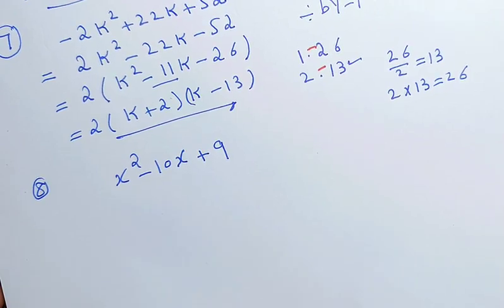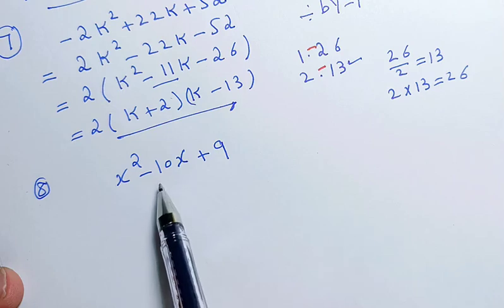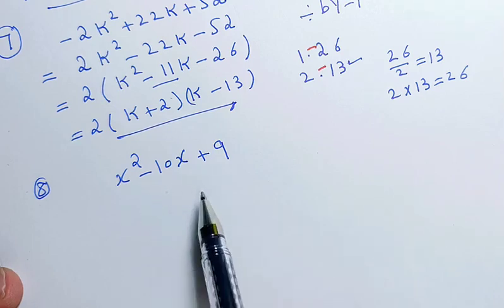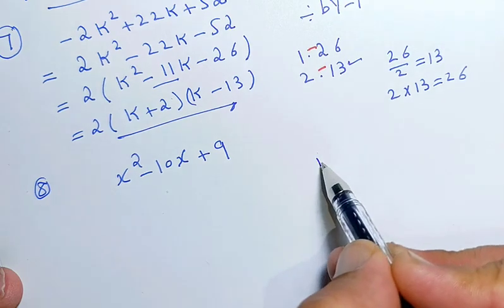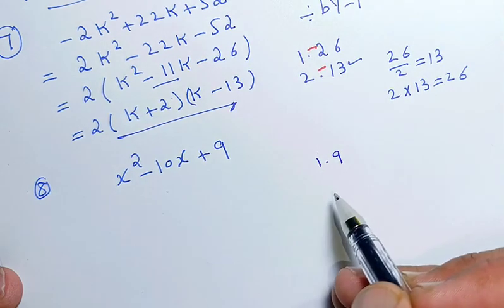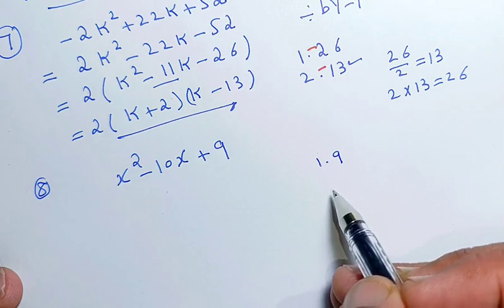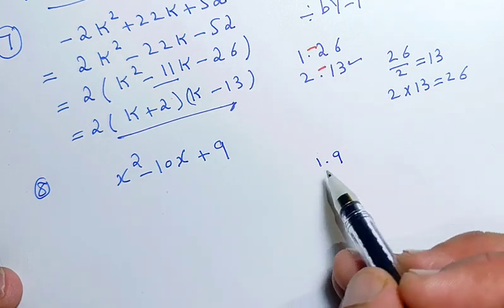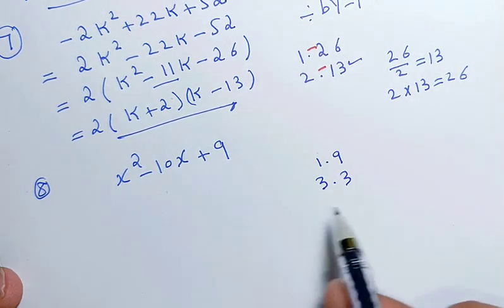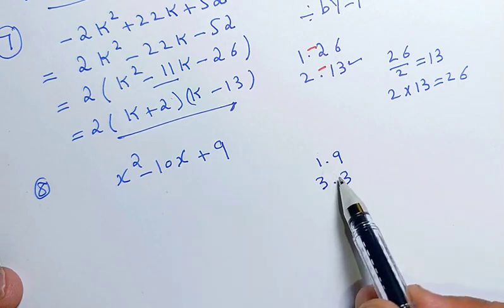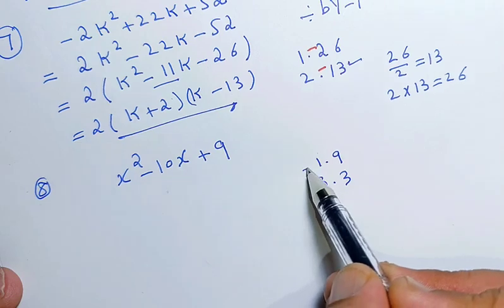Question 8: x squared minus 10x plus 9. Now the sign of the middle term is negative, which means both signs in the brackets will be negative. So now find the factors of 9. 1 times 9 is 9, and 3 times 3 is also 9. So we're done. Now we need to see, if you add both of these, both must be negative.